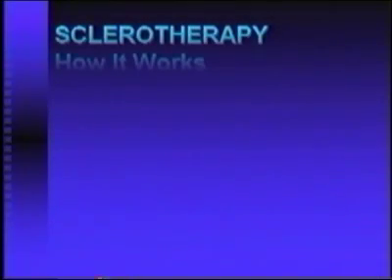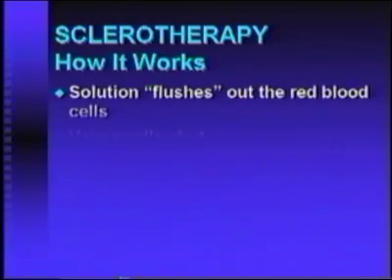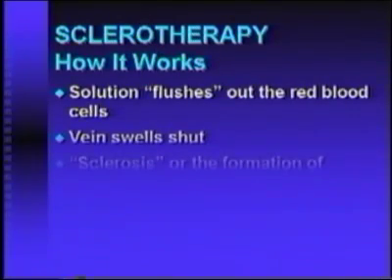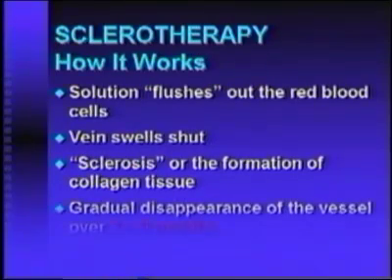The end result of the injection process is that the solution flushes out the red blood cells, gently irritating the inner lining of the vein. The vein then swells shut. Formation of fibrous collagen tissue occurs over the next few weeks. The body's own healing process absorbs this residue of the vein over a period of 1 to 6 months, depending on the size of the vein.